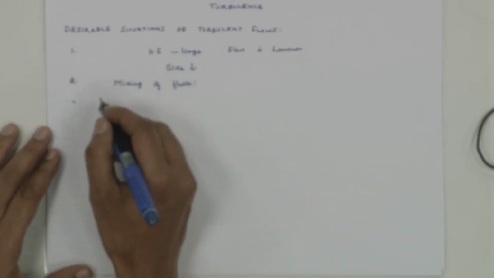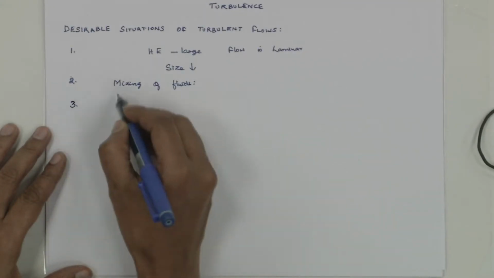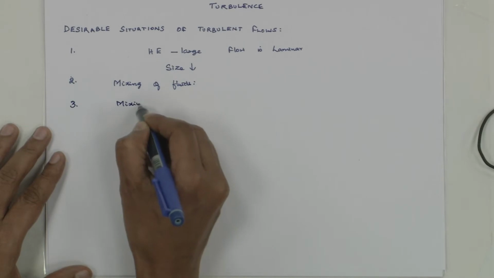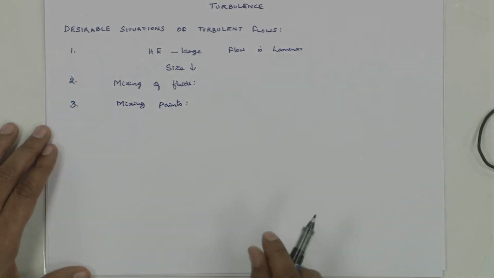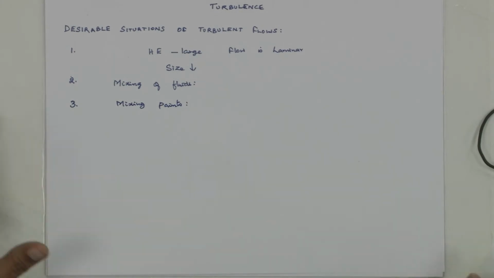And then if you are mixing paints, same thing. For mixing paints, if it is turbulent, you can mix the paints much faster and very easily compared to mixing if it is laminar.